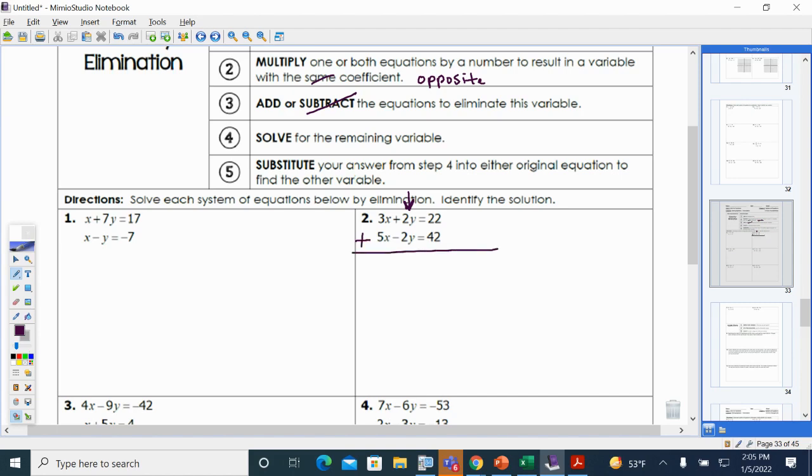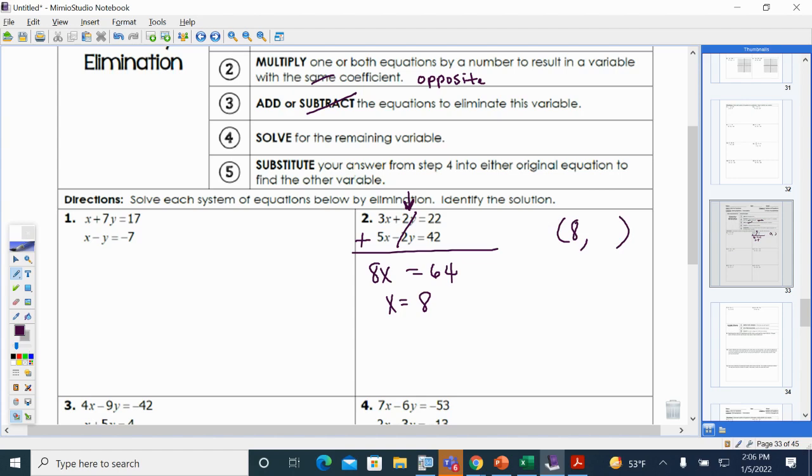We are just going to simply add these two together. And when we take 3x plus 5x, we get 8x. Positive 2y plus a negative 2y is going to subtract out. And 22 plus 42 is 64. Then all we have to do is divide by the 8 so that we can find that x is equal to 8. So that, again, is half of your answer. X is equal to 8.